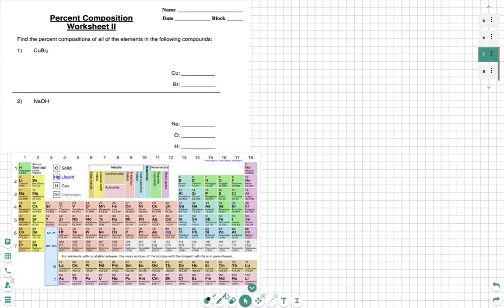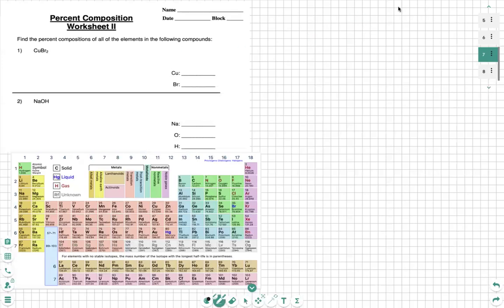Hello. In this video, we are going to go over finding percent composition within chemistry. What this means is we want to find the percent of a certain element that we have within a given compound. For example, we are given copper bromide, or copper(II) bromide. What is the percent of copper within that compound? And what is the percent of bromide within that compound?